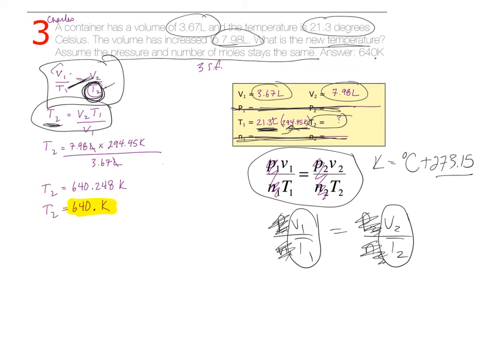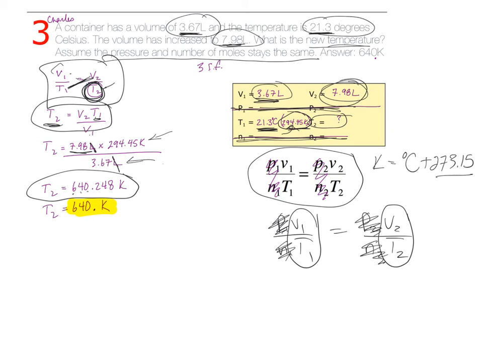So I plug in my V2, there it is right there. I plug in my T1, there it is right there, plugged in, and I plug in my V1, which is right there, put it there. The liters cancel, so now I just multiply the numbers and divide. I came up with this, and then I round it to however many sig figs that they have. So there's 3 sig figs there, 3 sig figs there, 3 sig figs there. So in my answer, I need to only give them 3 numbers.